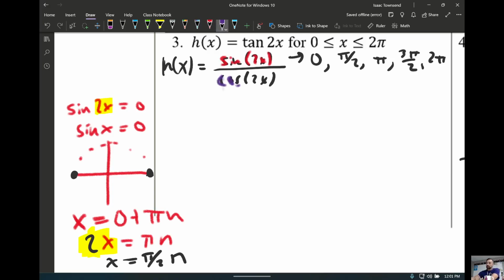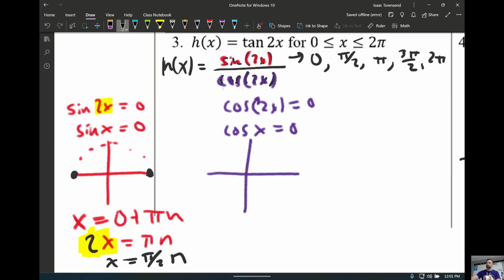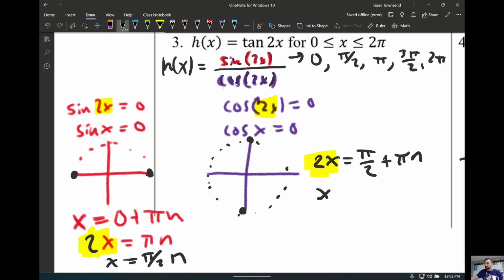Now we have to do the same thing for cosine 2x, but it's really the same thing as this. So if you understood this, it's basically the same. I want to know when the denominator equals 0. I temporarily am just going to solve cosine x equals 0 because I memorized that from the unit circle. Cosine is 0 when x is pi over 2 plus integer multiples of pi. But again, I did this for convenience, but I've really solved for 2x at this point. So I need to divide this by 2, which means all of this needs to be divided by 2.